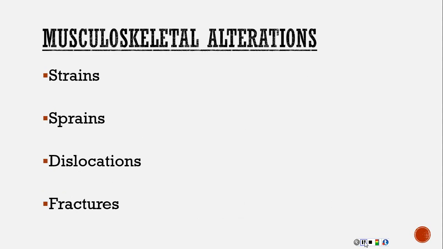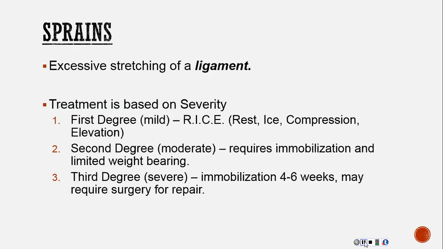Alright, next we've got a sprain. A sprain is excessive stretching of a ligament. So when we talk about a sprain, we're dealing with ligaments. Again, the treatment is going to be based on severity, and there are different degrees of a sprain. First degree or mild sprain, you've got RICE: rest, ice, compression, and elevation. You'll see that the RICE acronym is a common treatment for a lot of these musculoskeletal injuries.